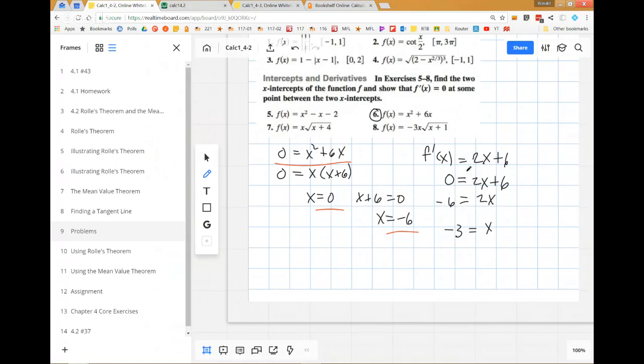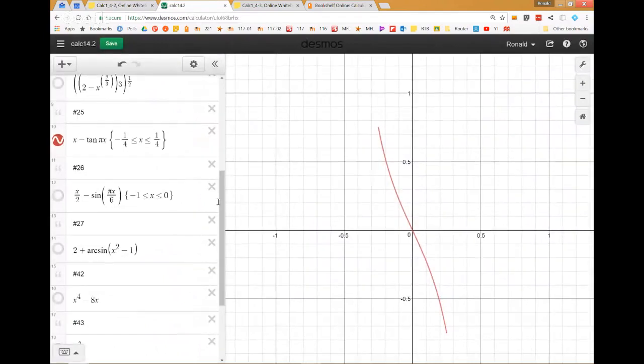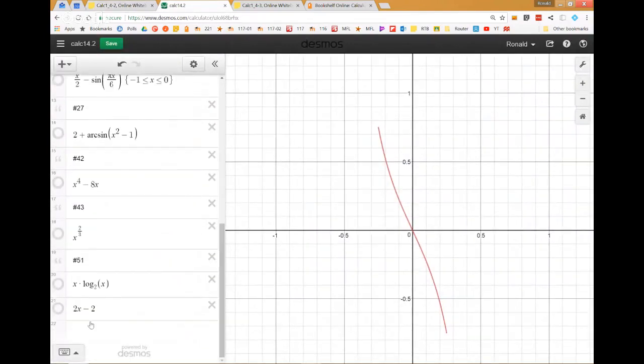So now we take the derivative of the function, and we set that equal to 0, and we find out, oh yeah, at -3, which is between 0 and -6, that's the other place. Here, let's just take a look at this.